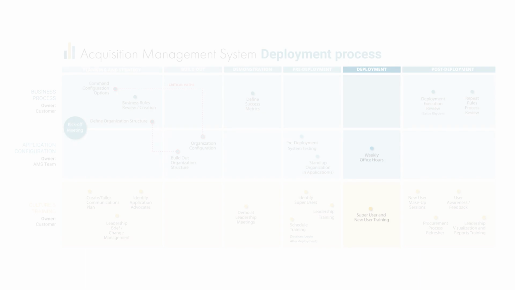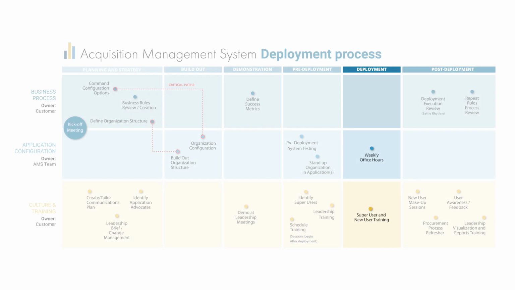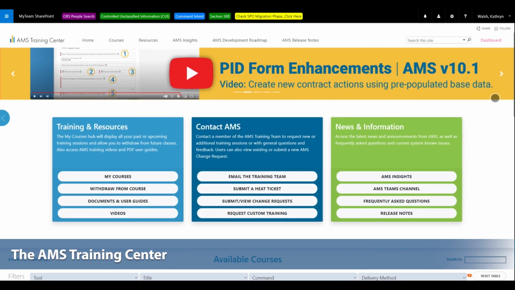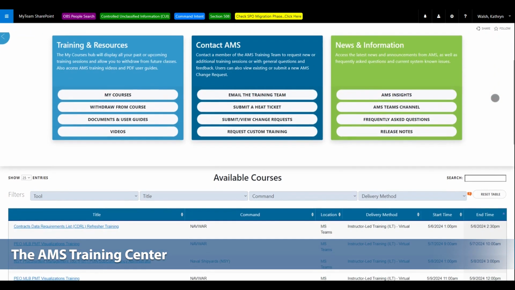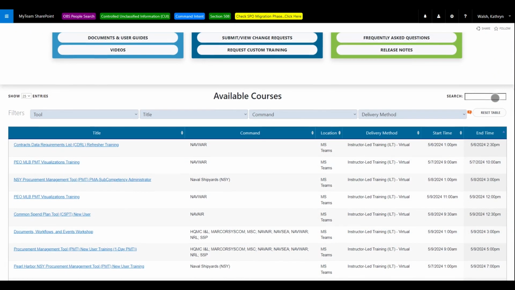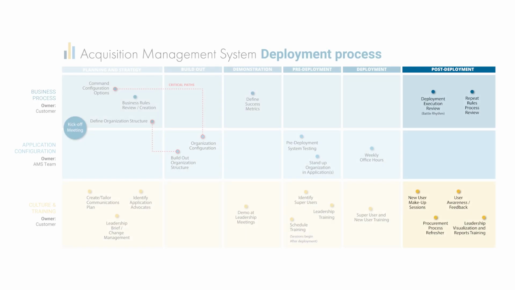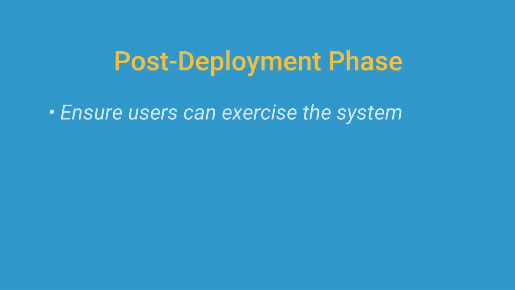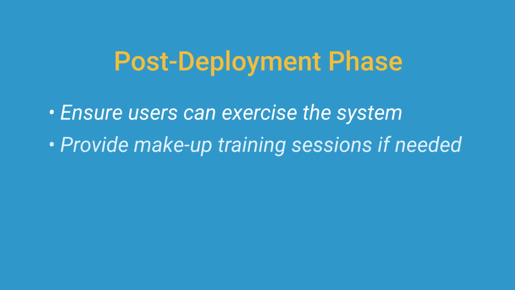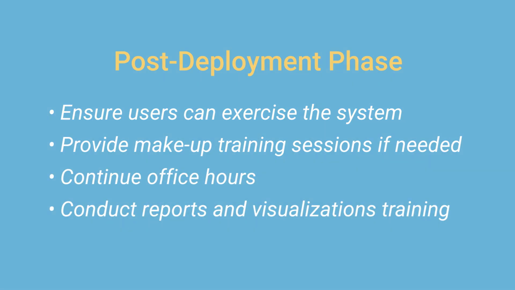Deployment is where we start training and supporting your users as they begin to employ the AMS tools. We make sure we mold our training to your organization's business process. In the post-deployment phase, we continue to stand beside your users and teams to ensure they're able to exercise the system, provide make-up training sessions if needed, and continue office hours and reports and visualizations training.